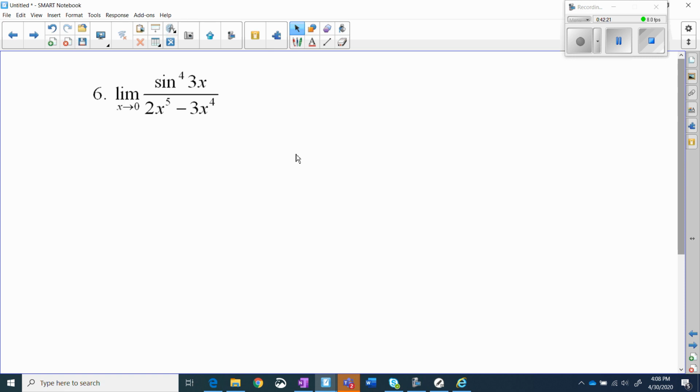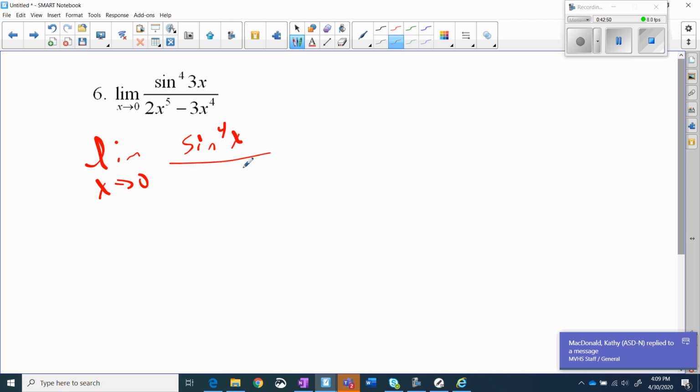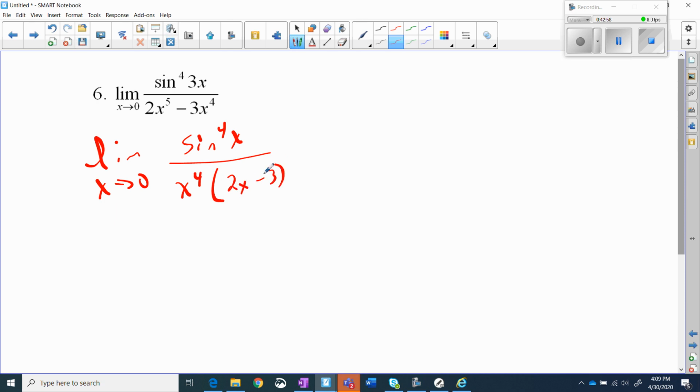They're pretty easy to pick out when you're going to use this strategy. You're going to have some trig, usually sine, some angle to an exponent. And then you'll have multiple terms down here. Well, these multiple terms will always have a common factor in them. And if you look here, the common factor between these two is x to the 4th. So you're going to start this one out with some factoring. Not going to touch the numerator, just leave it as it is. So you got sine to the 4th x over, take out your common factor, which is x to the 4th, leaving me with 2x minus 3.